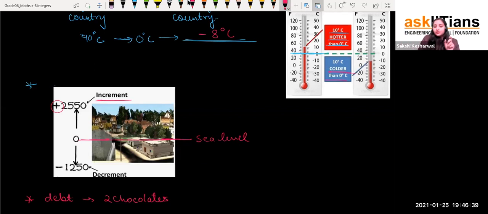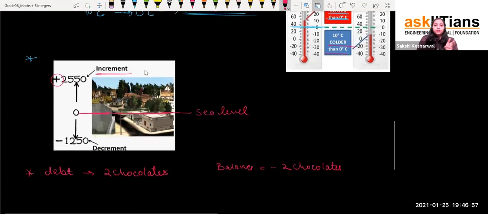So in your balance, you will write negative 2 chocolates, yes or no? Negative 2 chocolates, just to represent it. Yes, you will represent it as negative 2 chocolates. So similarly, we can represent profit and loss.